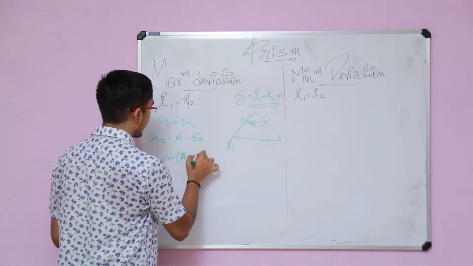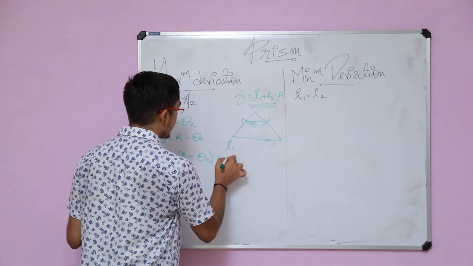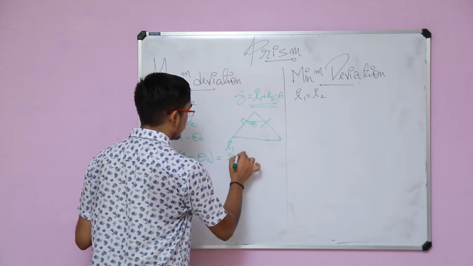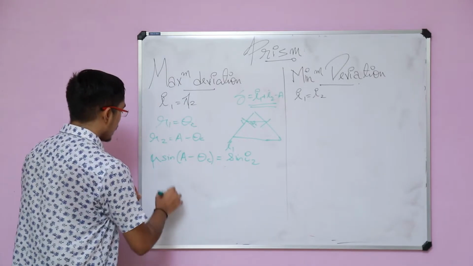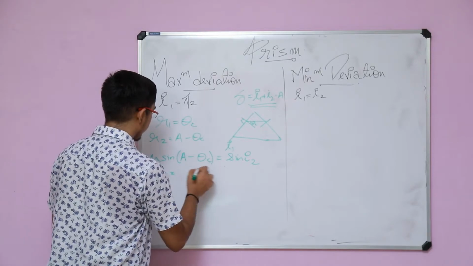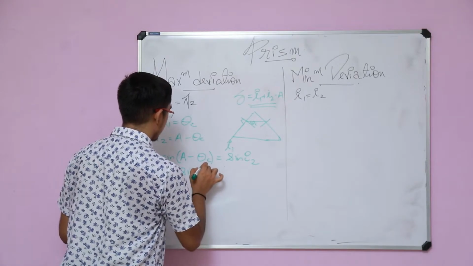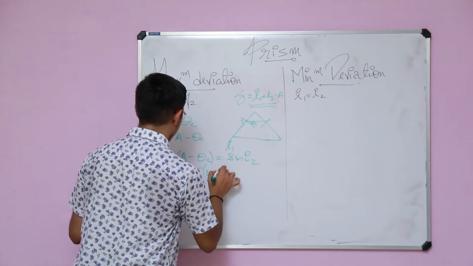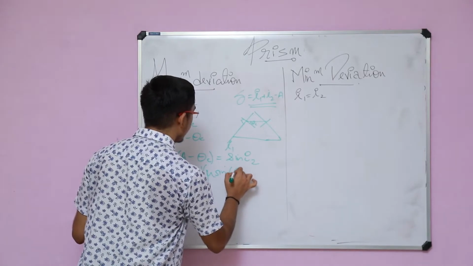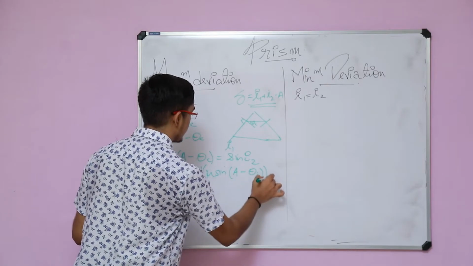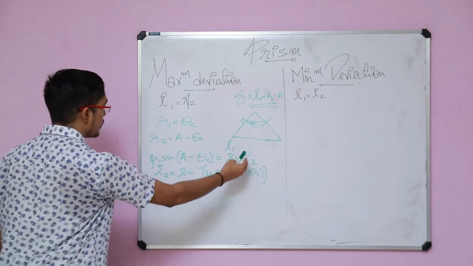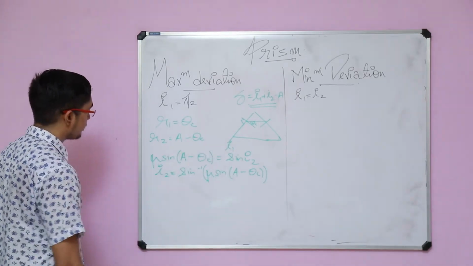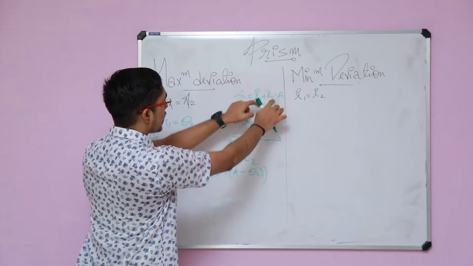So in place of that, I will be applying a minus of theta c is equal to 1 sine I2. So I2 is equal to, what is that? Sine inverse mu sine A minus of theta c. Right. So I2 is equal to sine inverse of this particular thing. Now substitute this value for I2 over here.